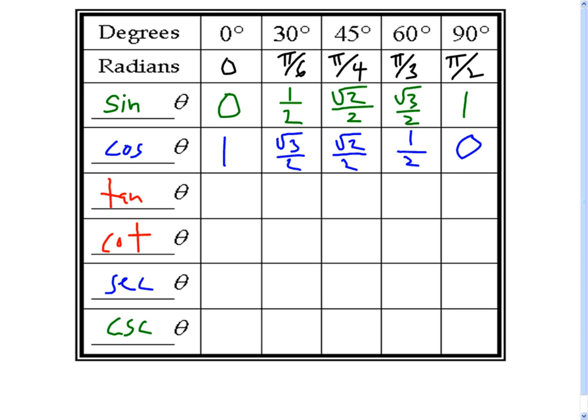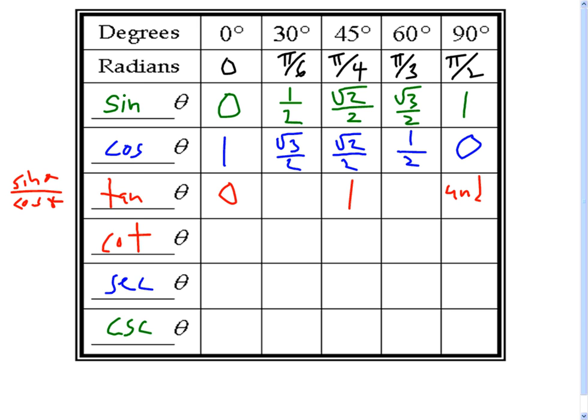Tangent is sine over cosine. That's the fundamental identity, or one of the fundamental identities. And since I have the sine and cosine values here, I'm just going to do these divisions. 0 over 1 is 0. Root 2 over 2 divided by root 2 over 2 is 1. Anything divided by itself is 1. And 1 divided by 0 is not allowed. You are not allowed to divide by 0. So this is going to be undefined.